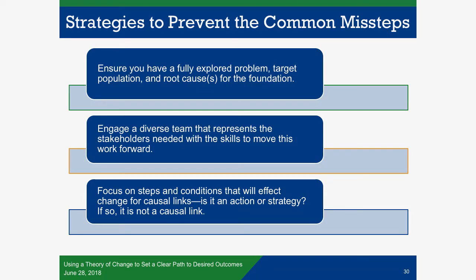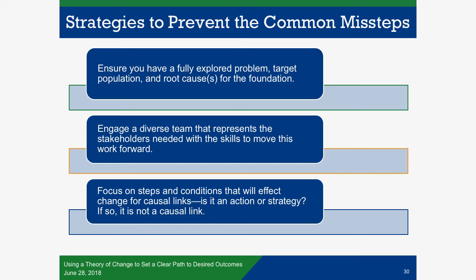So now that we've talked about missteps, we wanted to just quickly talk about some of the strategies to help prevent some of these missteps. So just a few to keep in mind. One, ensure you have explored the problem and that you have that information, including the target population and root cause, and you use this as the foundation for the theory of change. So as we've noted, having this information will ensure that you develop the right pathway to your goal.